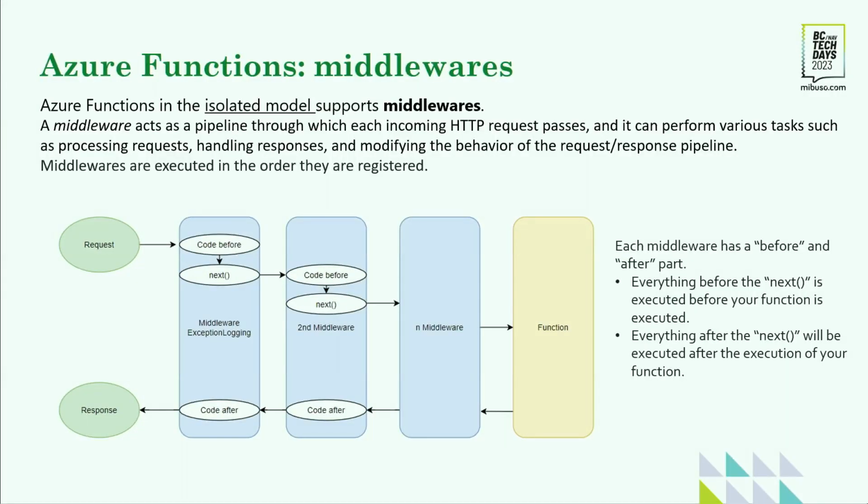Another important part, a new part of the Azure function in isolated mode only, is middlewares. Middlewares is the possibility to create something like a pipeline between Azure function execution. When you create an Azure function in the isolated mode, you send the request here, and normally this is the function that responds and gives you a response.